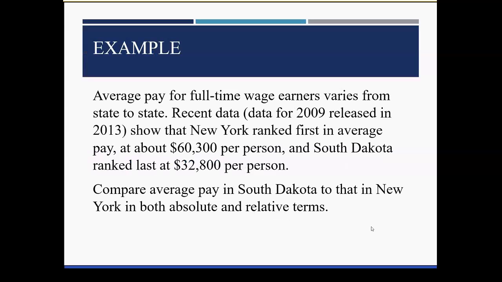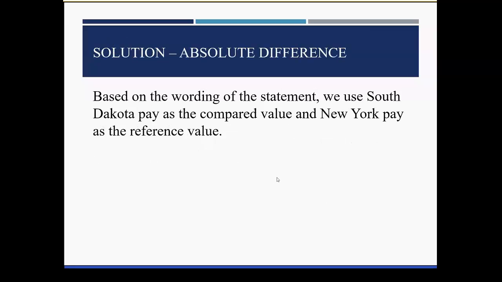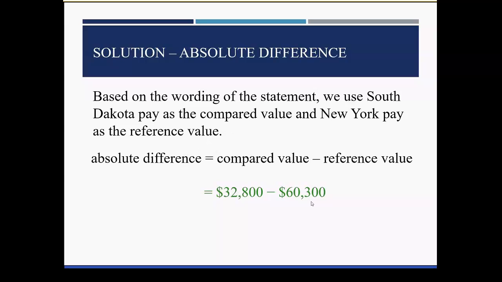Okay, so let's take a look. Average pay for full-time wage earners varies. Recent data show that New York ranked first in average pay at about $60,300 per person, and South Dakota ranked last at about $32,800 per person. We want you to compare the average pay in South Dakota to that in New York in absolute and relative terms. So notice how they ask the question, South Dakota to New York. That's how you know the order that you're going to put these numbers in. South Dakota will come first, minus New York.